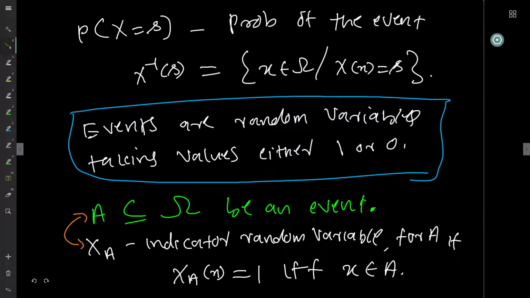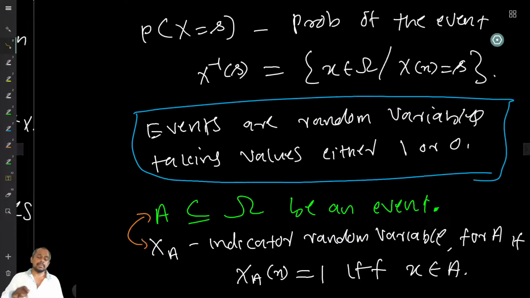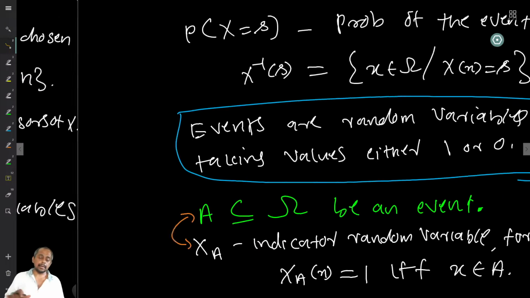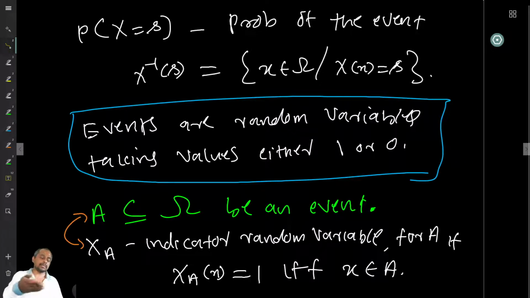Now, the probability of a random variable taking a particular value, probability of X equal to s, is the probability of the event X inverse of s. X is a function, of course. A random variable is a function from omega to R. So if X is taking the value s, which is a real number, X inverse of s is precisely the set of all omegas which are mapped to s, that is, omega in Omega such that X(omega) is equal to s. That is a subset of omega, therefore it is an event, right?